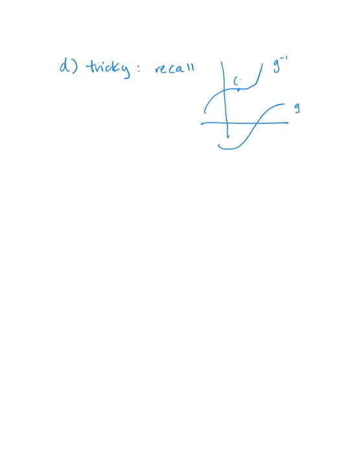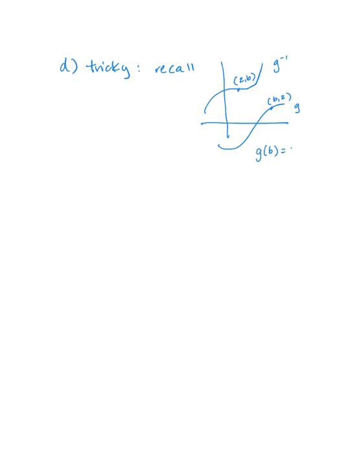All right, part D. Part D is, what I'm going to say, just a little bit tricky. So I'm going to draw you a little picture of a graph of the inverse of g and the graph of g. Remember, they're supposed to be symmetric about the line y equals x. Now remember, if I get a little point on the inverse of g, 2 comma b, then b comma 2 has to be on the original function.